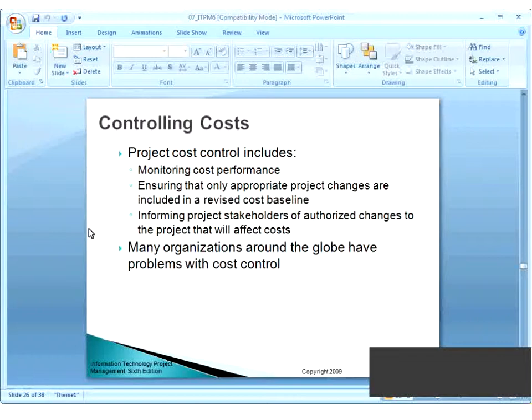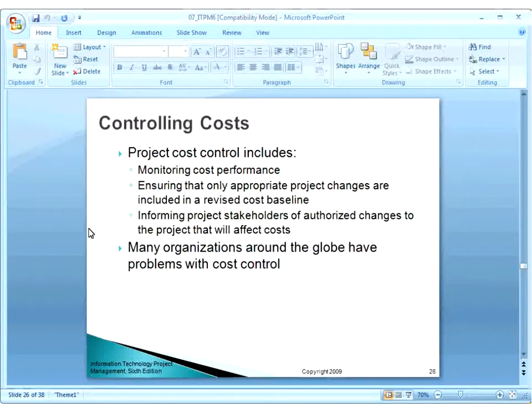Then informing project stakeholders of authorized changes to the project that will affect costs. Even if you accept some changes which are not very cost effective or which are expensive, you have to inform the project stakeholders that you can do it, but you will be doing it with increased cost, not the cost which was initially planned. So if all stakeholders agree, then you can go for those changes.